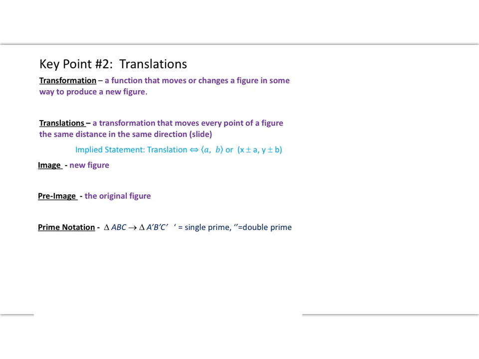And I can also name figures with different letters. So the pre-image could be one grouping of letters and it maps onto a different set of letters, as long as your notation indicates what is the pre-image and what is the image. So the pre-image is always listed first, maps onto, with this arrow, the new image.